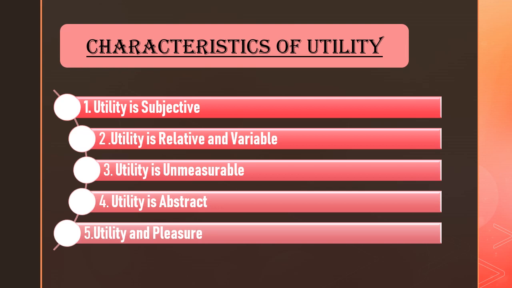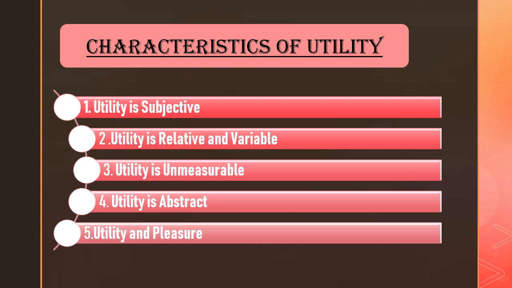So here the point I wrote is that utility is unmeasurable. It's a contradictory point. Although Professor Marshall claimed that utility can be cardinally measured in terms of money or price in the marginal utility analysis theory, there is a conflict between two economists. One economist says that utility can be measured, and the other says that utility cannot be measured. So it's a contradictory point here.